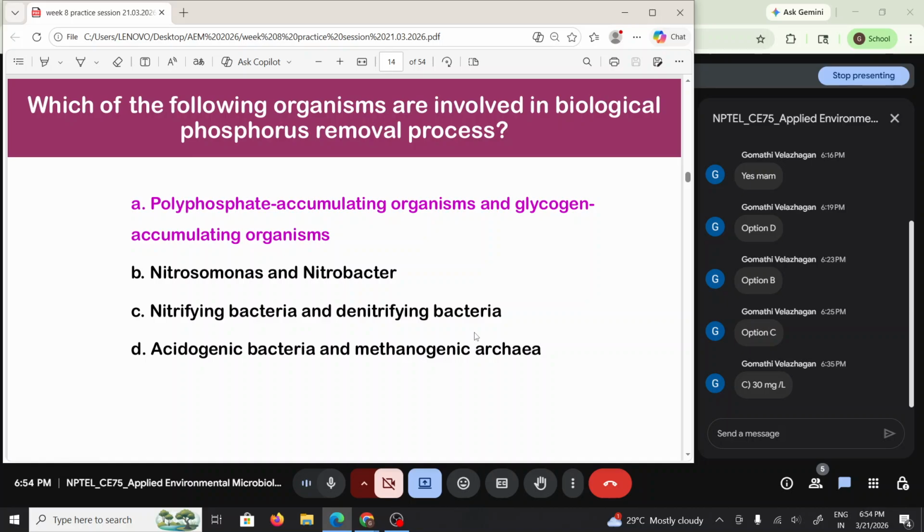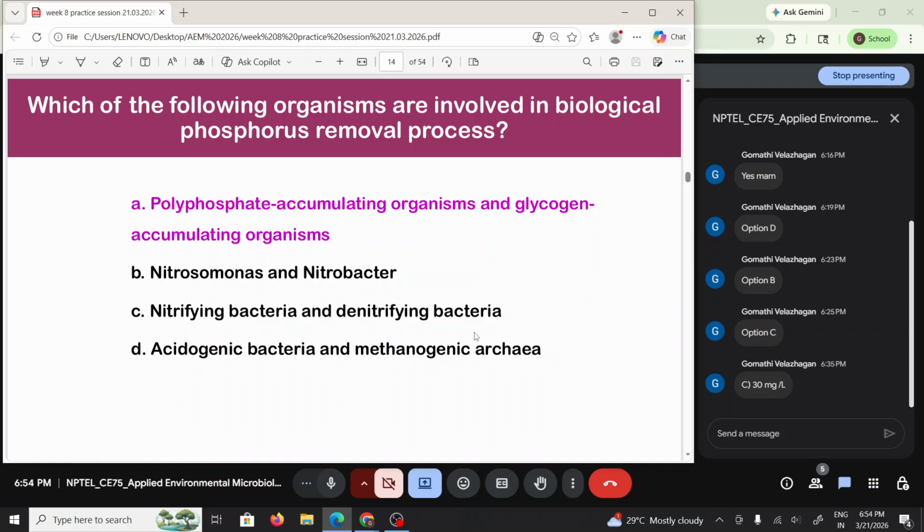The answer for this is polyphosphate accumulating organisms and glycogen accumulating organisms. There is a trade-off between both of these organisms, and we'll see it in a few more slides. I have a separate slide for that.